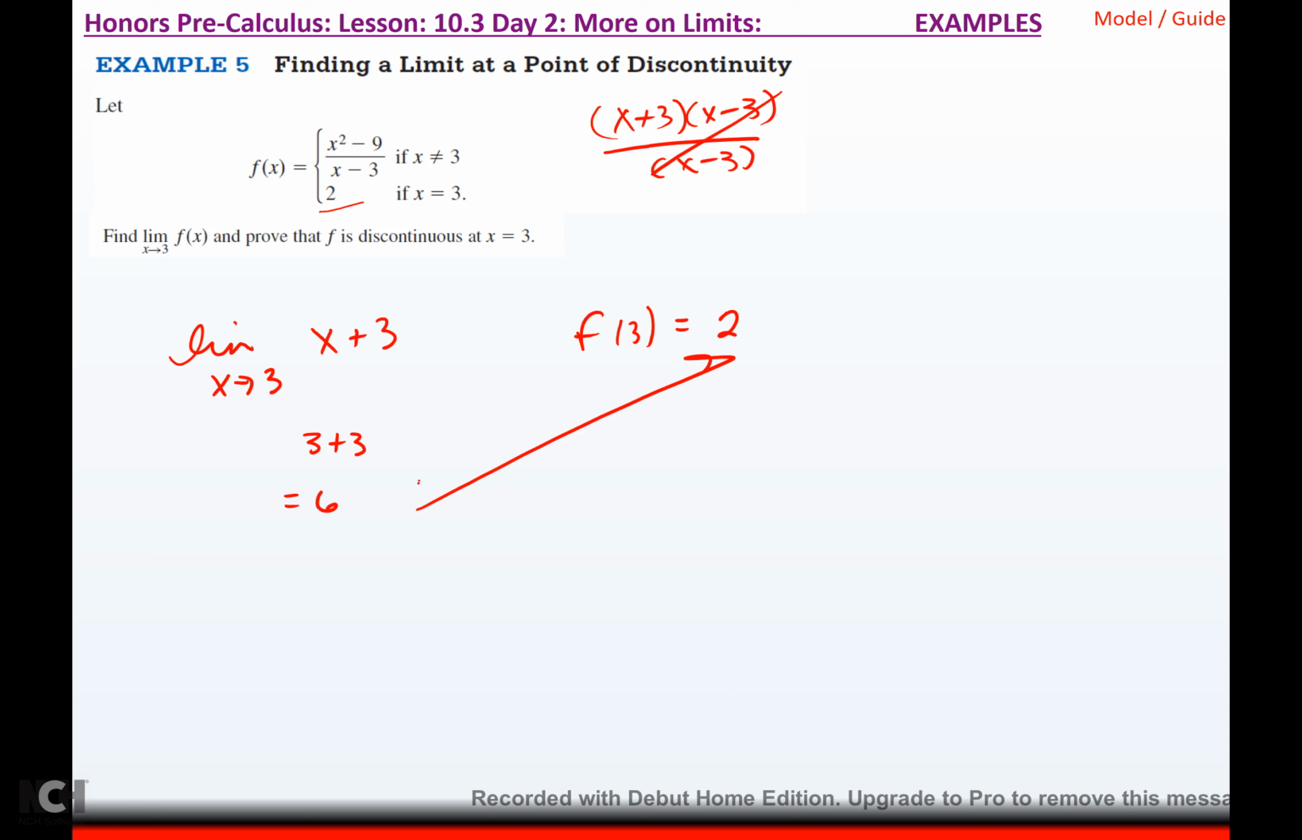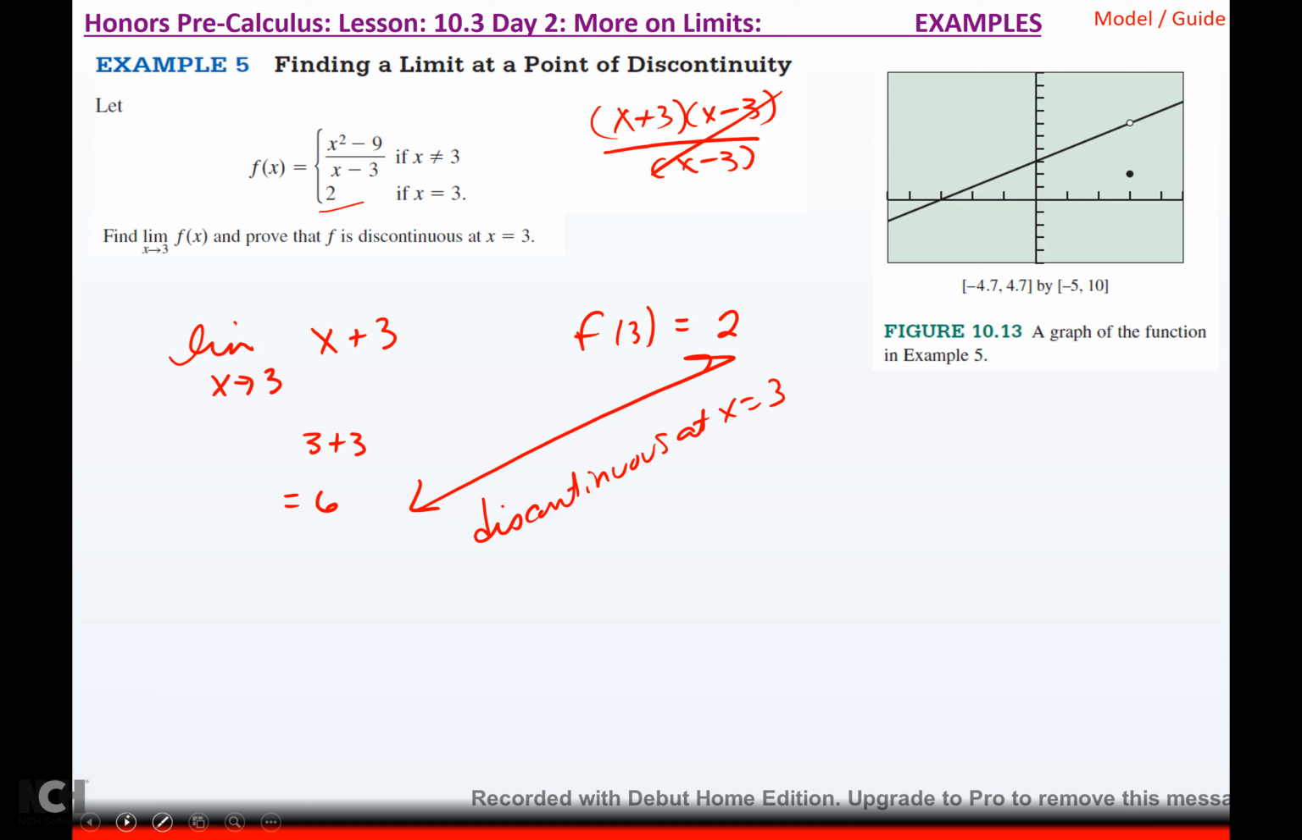Since these do not equal, that means it's discontinuous at x equals 3. Okay? And you can see here, as I approach 3, I'm getting closer and closer to 6. But at 3, it's 2. Since those are not equal, the limit doesn't exist. Alright?